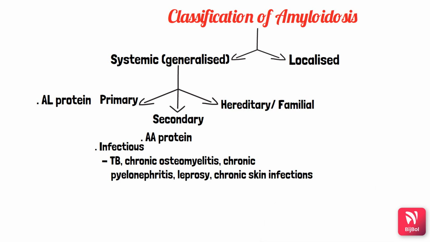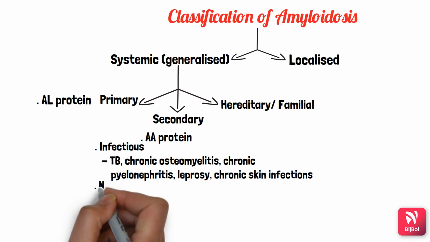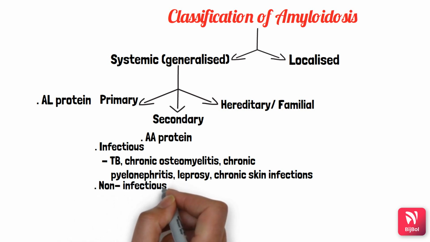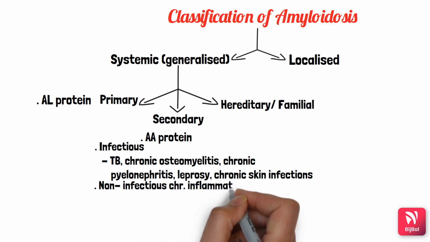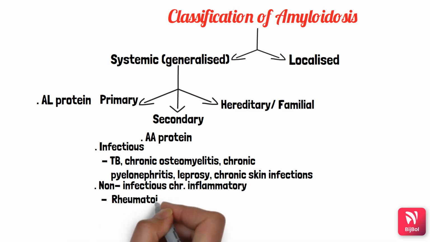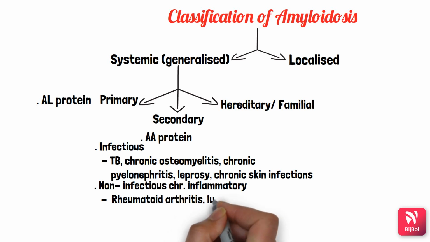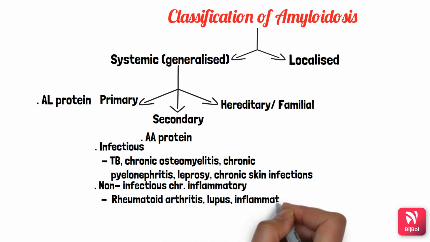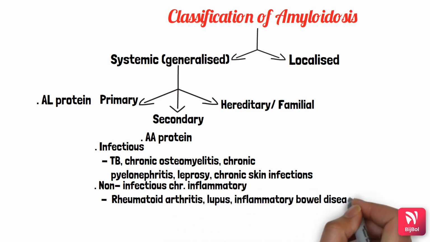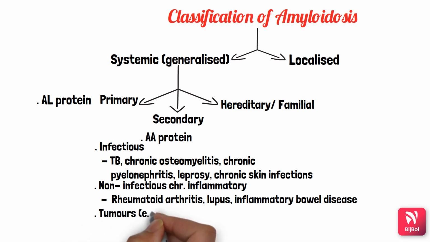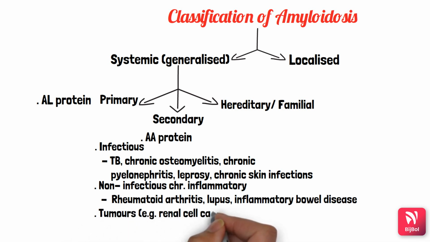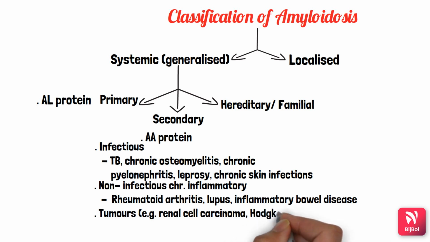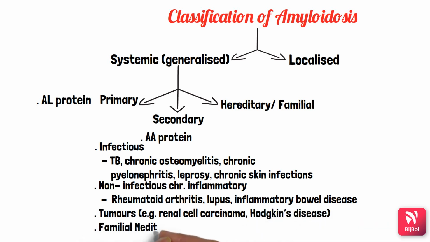And some non-infectious inflammatory diseases like rheumatoid arthritis, which is an autoimmune disorder, lupus erythematosus, inflammatory bowel disease. These are some non-infectious chronic inflammatory diseases which show AA protein, and some tumors like renal cell carcinoma, Hodgkin's disease, and some inherited disorders like familial Mediterranean fever.